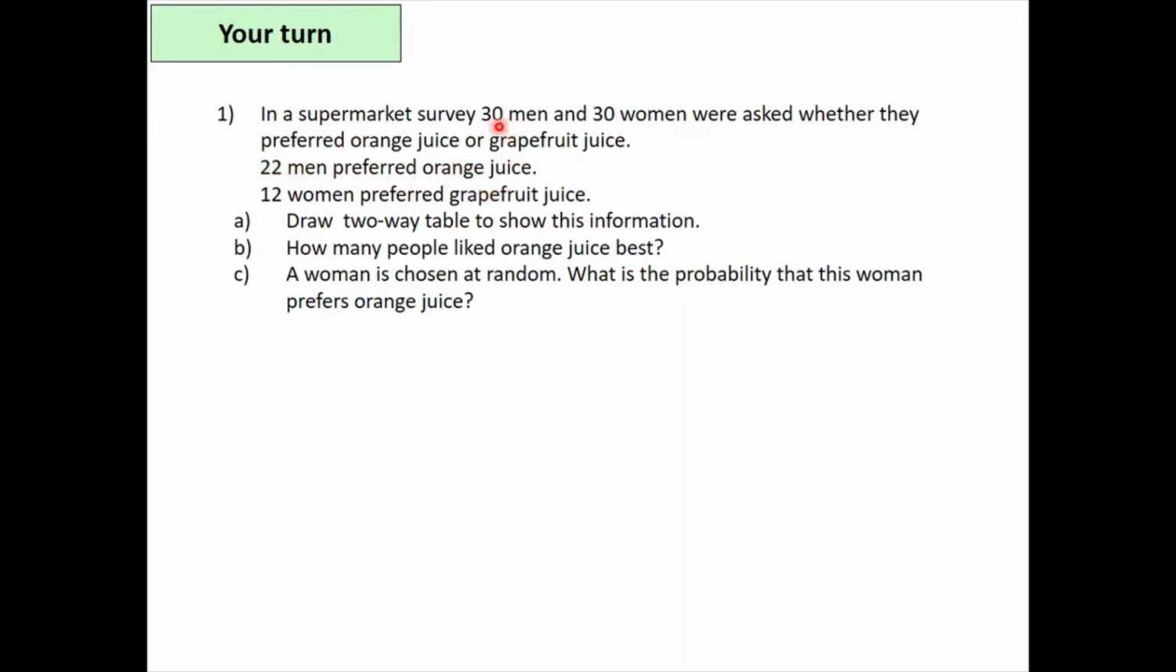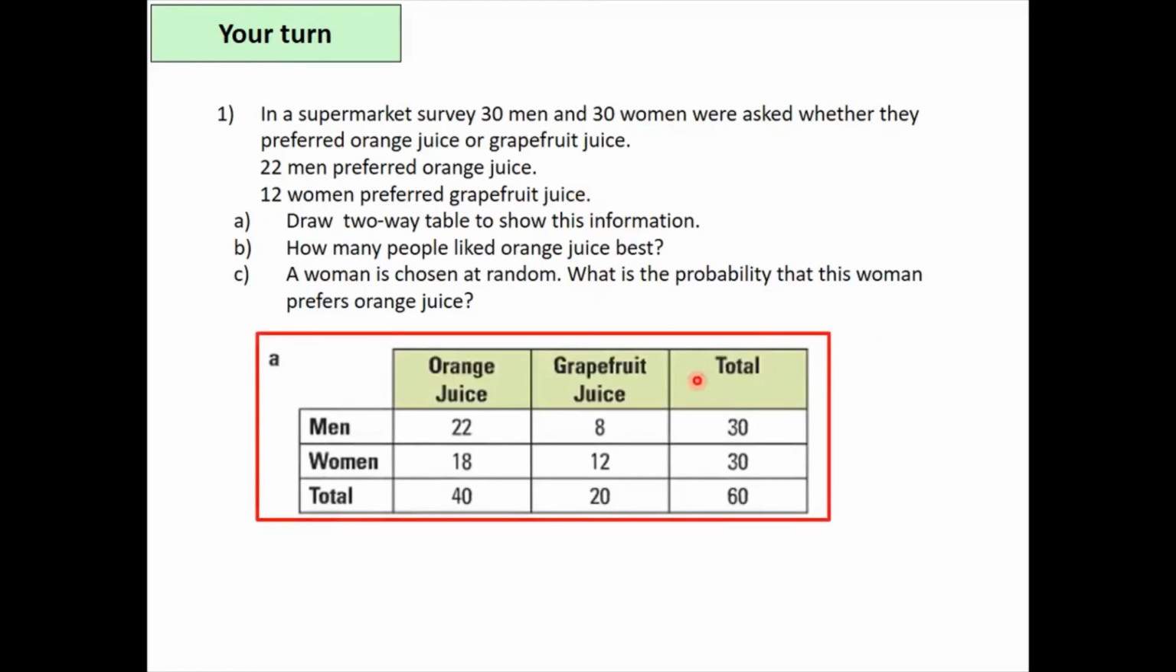Because you know that there were 30 men, that must mean that 8 preferred grapefruit. 30 women, take away 12, must mean that 18 preferred orange. So that's what the table should look like: 22 and 8, 18 and 12. Altogether, I've got 40 orange juice fans and 20 grapefruit juice fans.